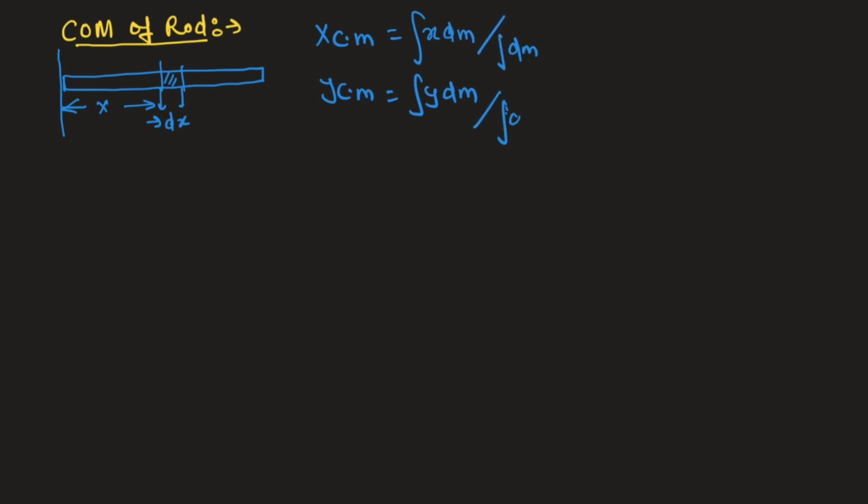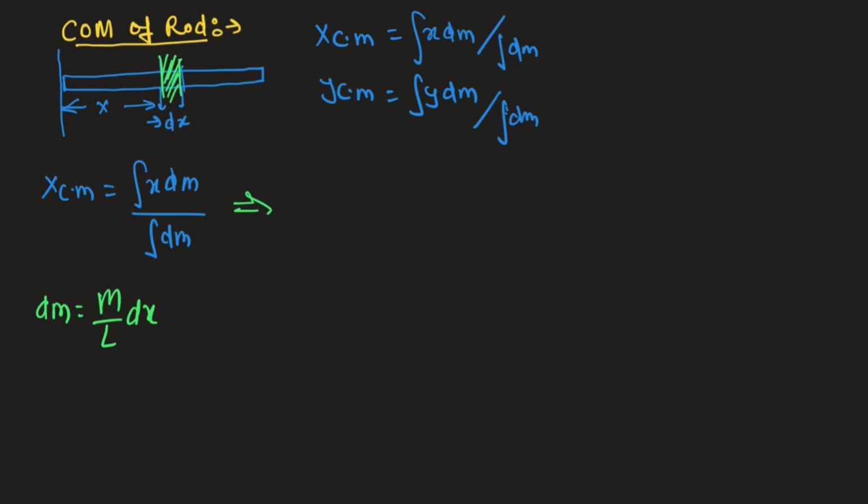This is the formula. So for xcm, I need to calculate xcm is equal to integration x dm divided by integration dm. I just need to calculate the value of dm. dm is the mass of a small part of this rod. So for dm, I can write dm is equal to m by l into dx.